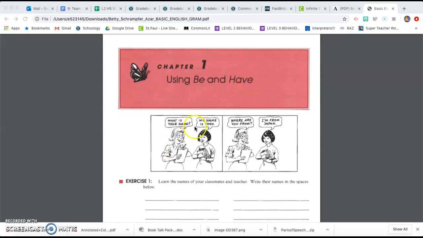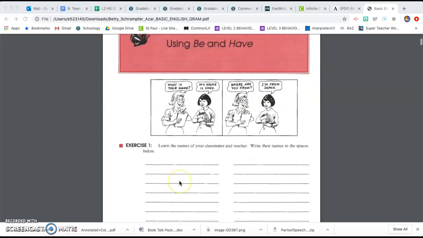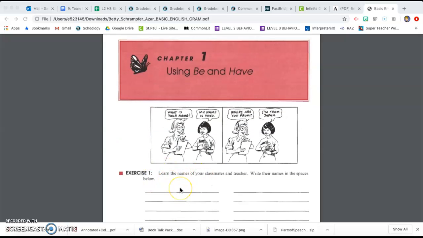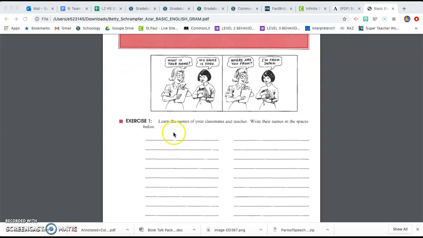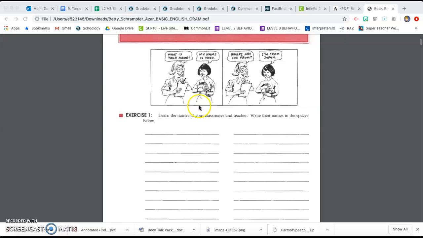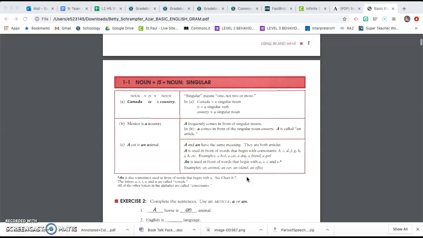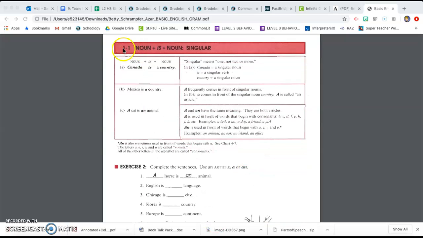Those of you at home, if you got this packet, this is the first page. This is usually something I do on the first day of school, but since we aren't in person, we can't talk to our classmates and ask them their names, but that's normally what we do there. But today we're going to start with lesson 1 of unit 1.